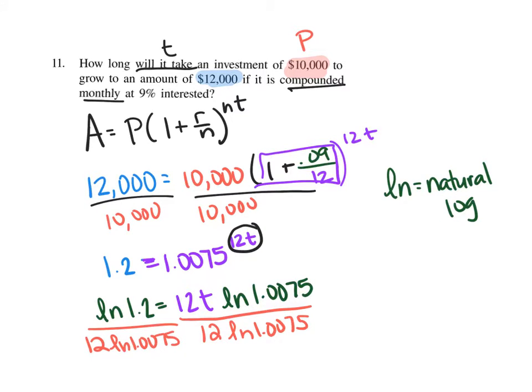And when I do that, I take the natural log, which is the ln button in your calculator, of 1.2 divided by, and when you divide this, make sure you keep this correct. I like to use parentheses around this bottom part because I need to do all of that together. So I'm going to do open parentheses, 12 times the natural log of 1.0075, close parentheses, and press enter.